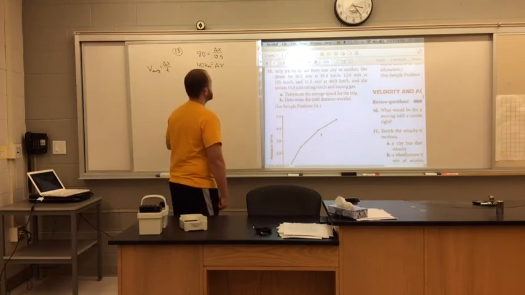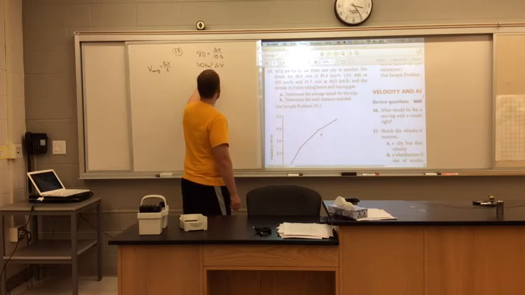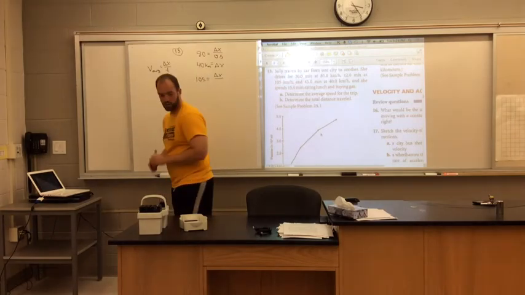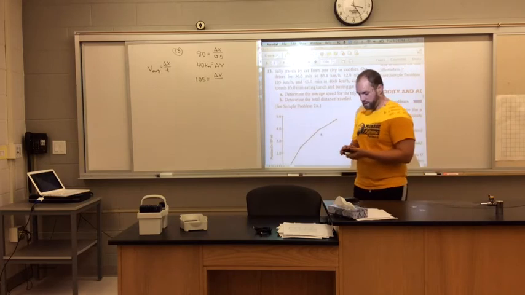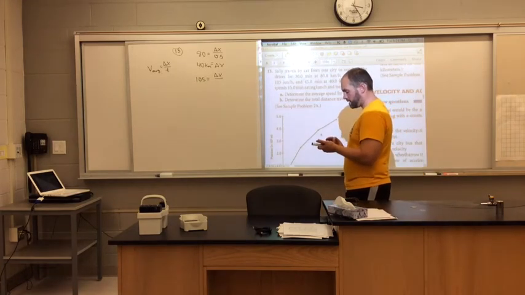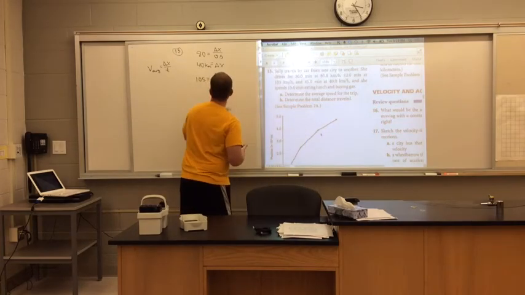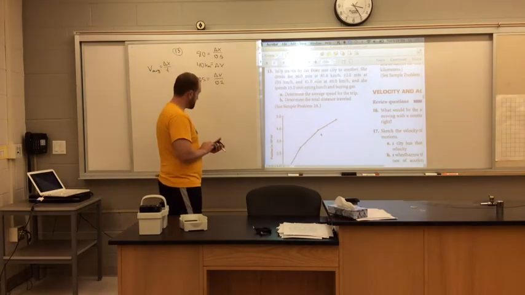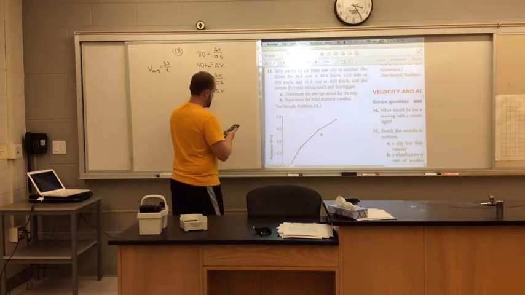Then she goes at 105 kilometers per hour for 12 minutes. So let's see, 12 minutes. How much of an hour is that? In order to figure that out, I do 12 divided by 60. So there's 60 minutes in an hour. I get 0.2. 0.2 times 105. So she went 21 kilometers for this part.